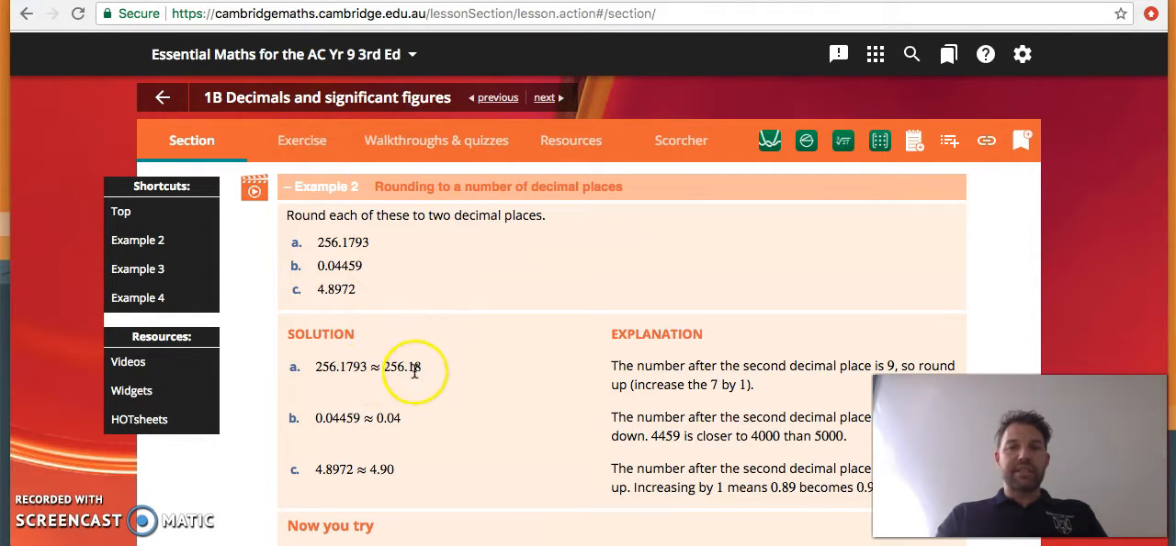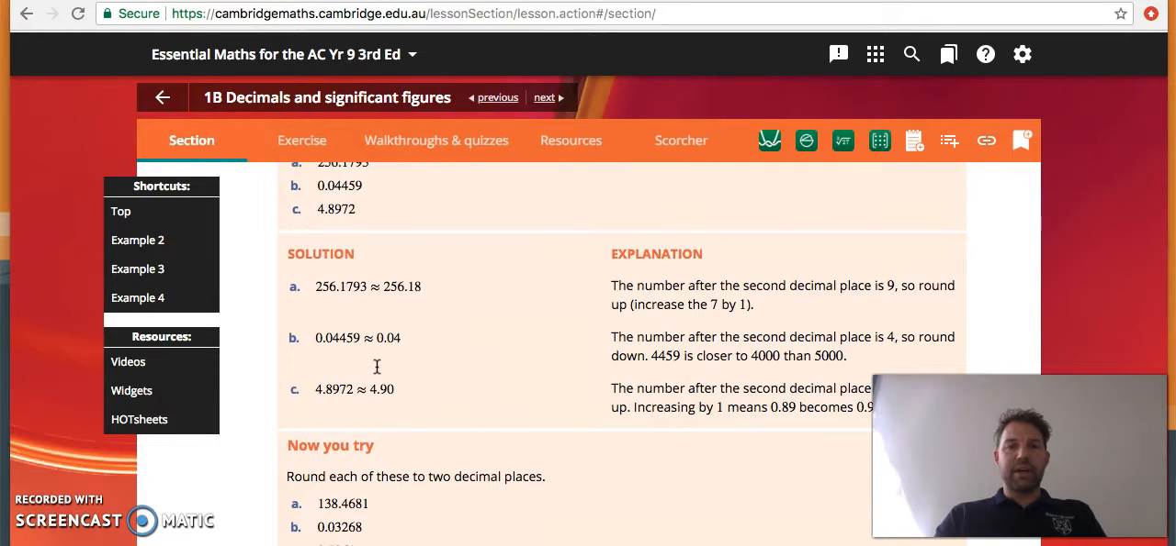So the answer here, the solution, is 256.18. You'll notice that they use the approximately equal sign. We always do that when we're rounding because it's not exactly equal, it's approximately equal.